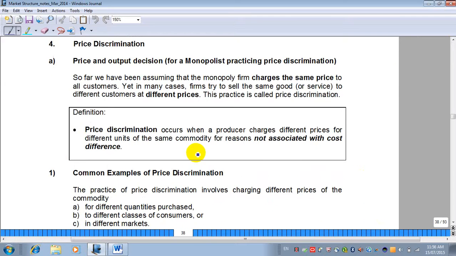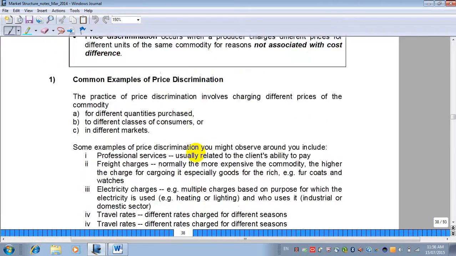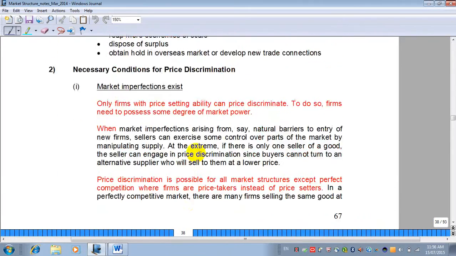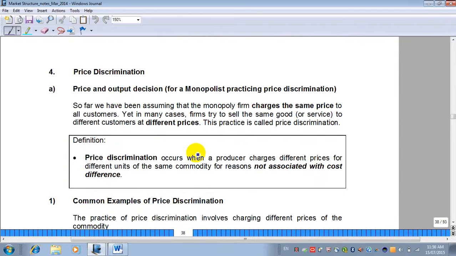Okay, now I am at market structure. I'm on page 67 of market structure right now. Can everyone please turn to page 67 of market structure? Now let's first go through a little bit of content before we go through the question.